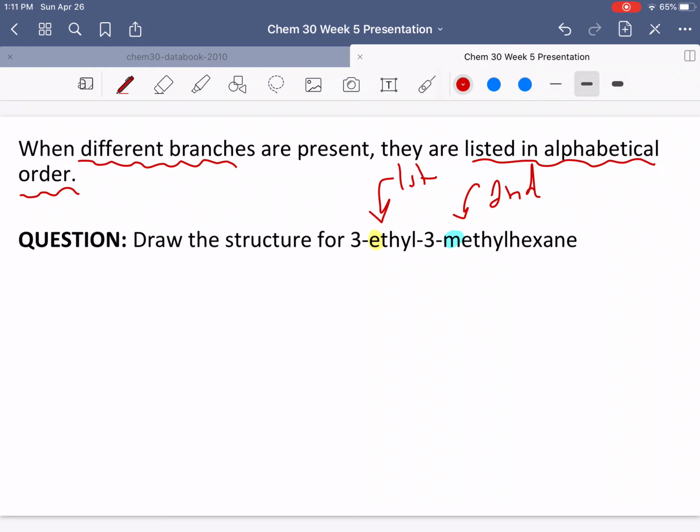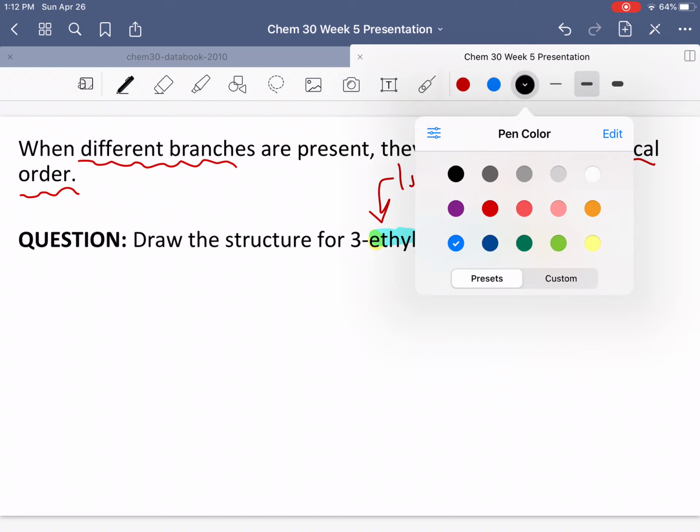Alrighty, now this first time that we have a couple other branches, not just one coming off, the message remains the same. We're going to have our hex as our parent chain, so a 6-carbon parent chain. And we're also going to still be dealing with alkanes, single bonds. Now, in terms of our prefixes, our branches coming off, there's 2 of them. There's an ethyl, of course, and there's a methyl. Start drawing with your parent chain. That's always going to be your easiest route.